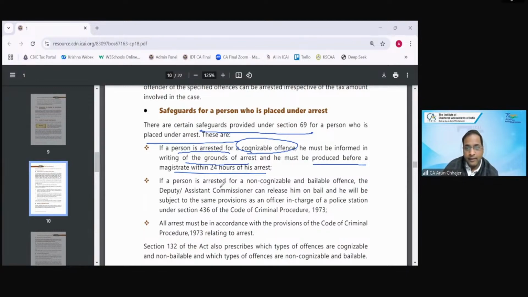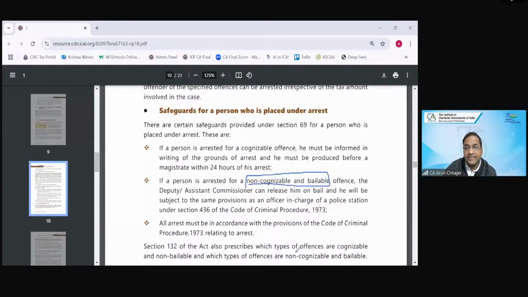ठीक है? If the person is arrested for a non-cognizable and bailable offense, अब हमें क्या समझना है, नॉन कॉग्निजेबल का मतलब क्या और बेलेबल का मतलब क्या, और कॉग्निजेबल का मतलब क्या और नॉन बेलेबल का मतलब क्या. See, there are two terms which are used. One is non-cognizable and bailable, and second is cognizable and non-bailable. इनका मतलब क्या है? Just let me tell you one word. Non-cognizable means less serious in nature. Cognizable means highly serious offense.